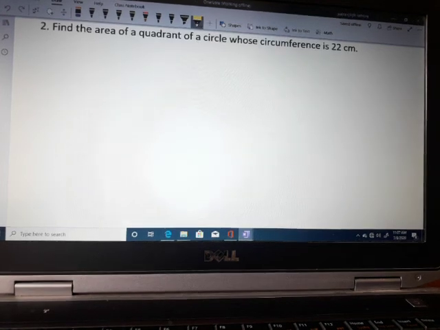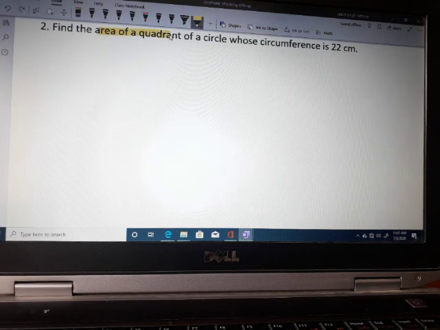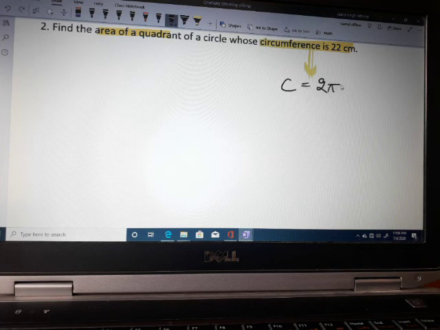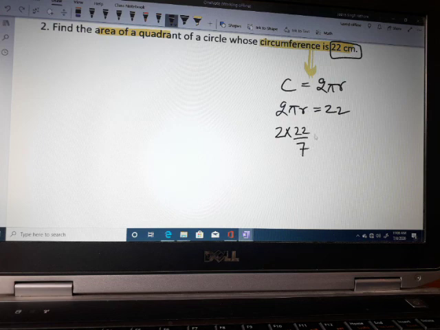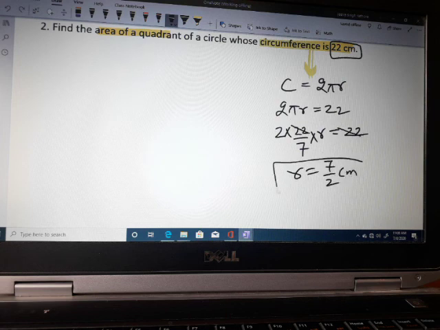Next question. You have to find the area of the quadrant of a circle whose circumference is given. So first you have to find the radius of the circle. Circumference of a circle is equal to 2 pi r, and that is given as 22 centimeters. So 2 pi r equal to 22; put the value, 2 into 22 upon 7 into r equal to 22. Finally r equals, 22 cancels out, 7 goes to the other side, cross multiply, 7/2 centimeters. This is the radius of the circle.